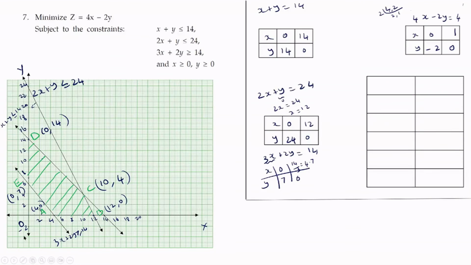So if we draw the line joining these 2 points, we will get the first isocost line whose value of z is 4. So this is the first isocost line. This is a line corresponding to 4x minus 2y equal to 4, and the value of z is 4 in this case.